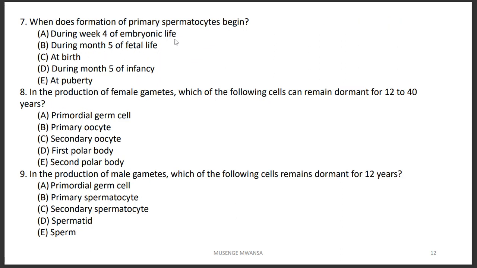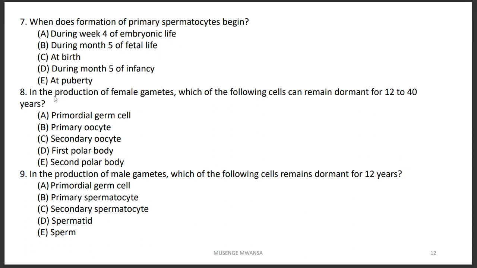When does formation of primary spermatocytes begin? For primary spermatocytes, we said the primordial germ cells are arrested until puberty is reached, and then the primary spermatocytes are going to be formed. So they are formed at puberty.